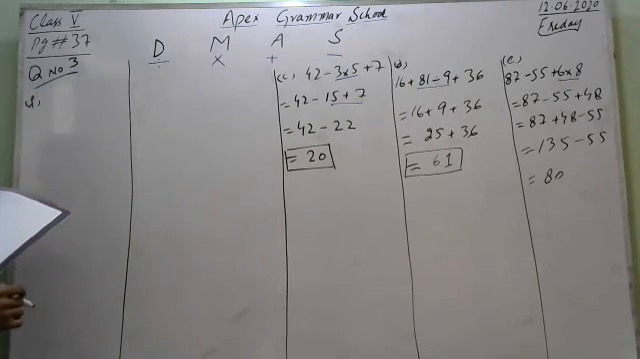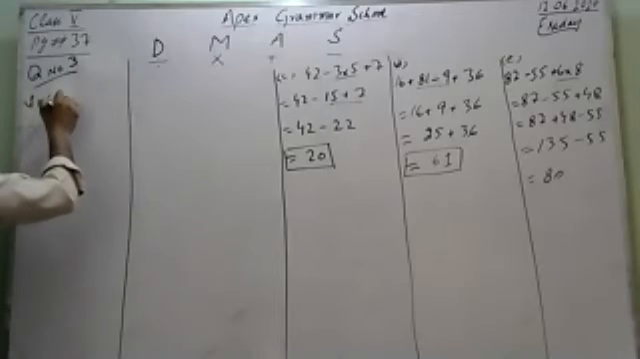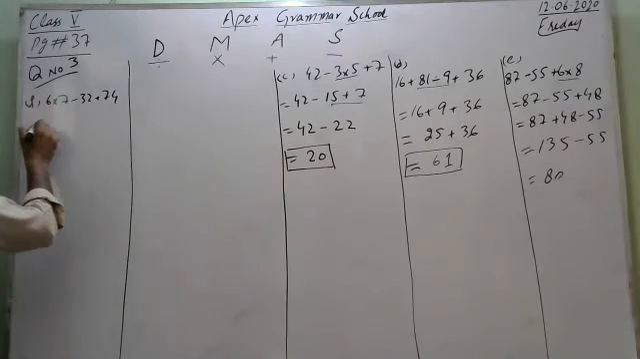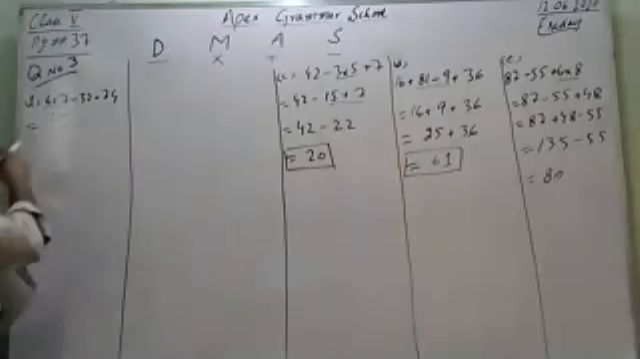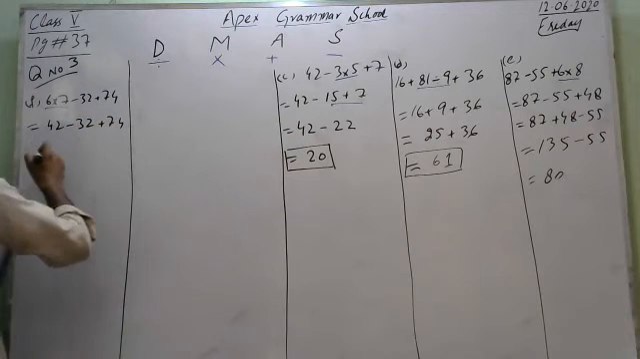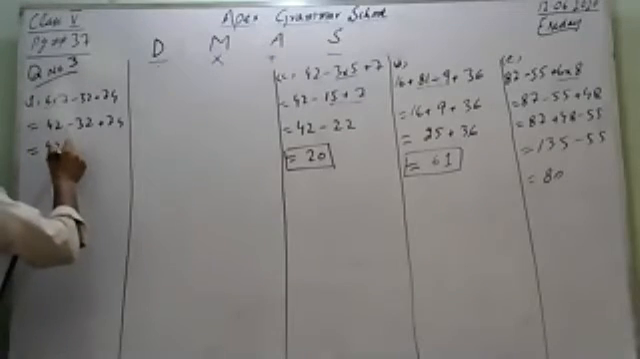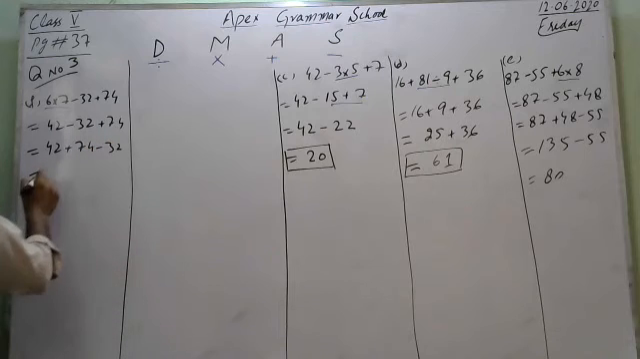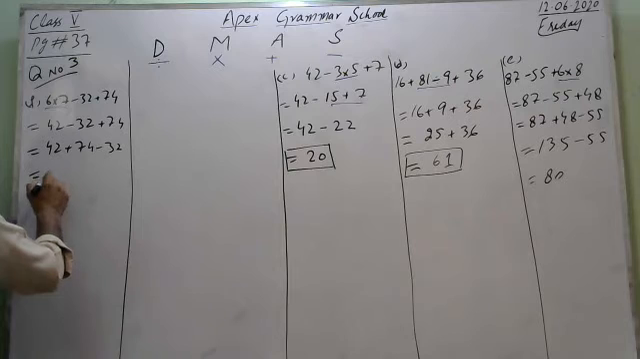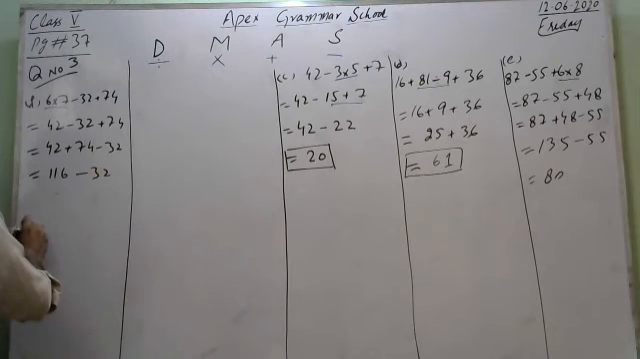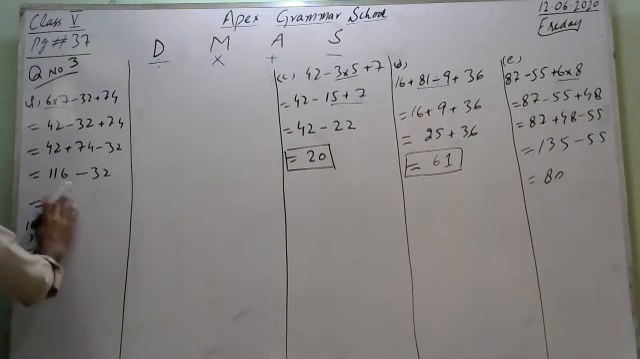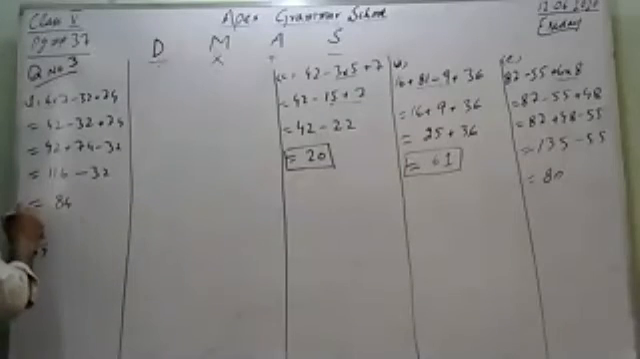F part is 6 multiplied by 7 minus 32 plus 74. 6 times 7 is 42, minus 32 plus 74. Now separating positive values. 42 plus 74 minus 32. 42 plus 74 is 116, minus 32. 116 minus 32, answer is 84.